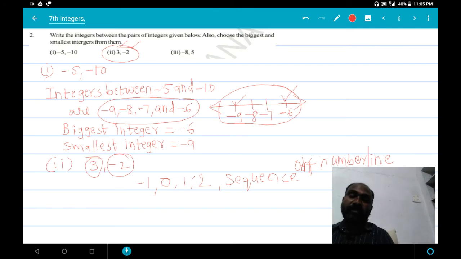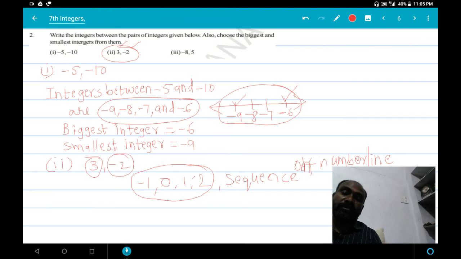From these, which is bigger is clear. 2 is bigger and 1 is smaller.